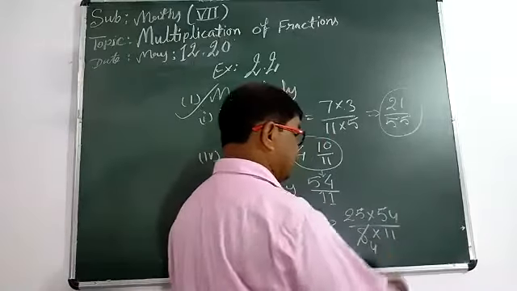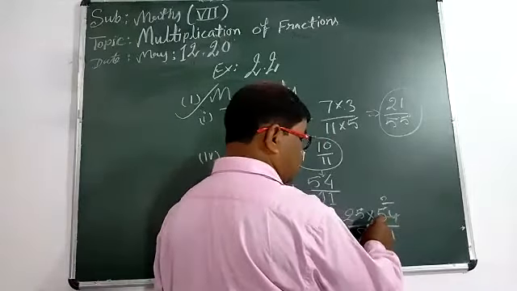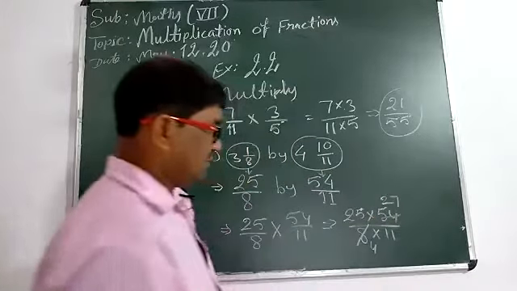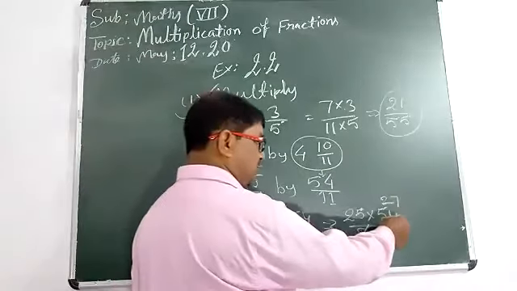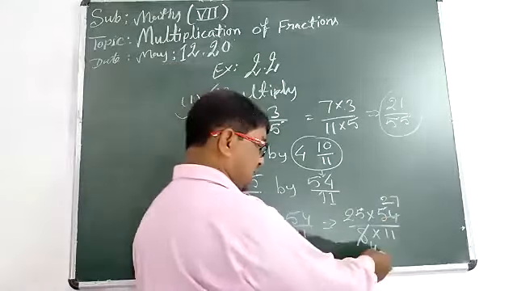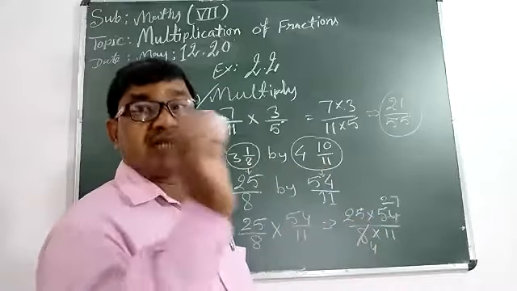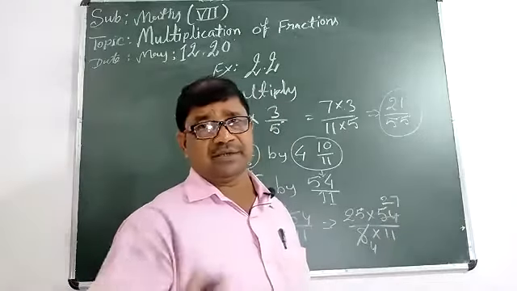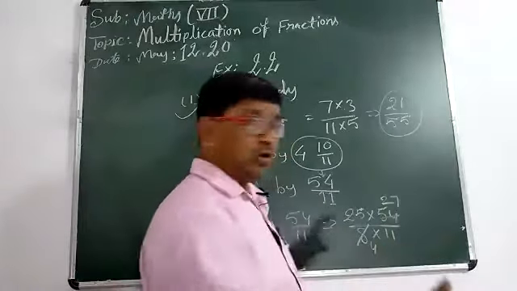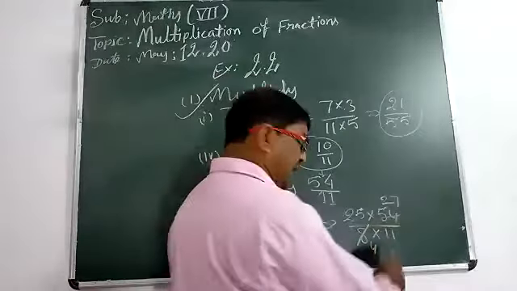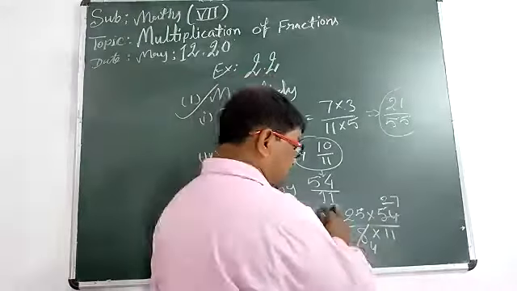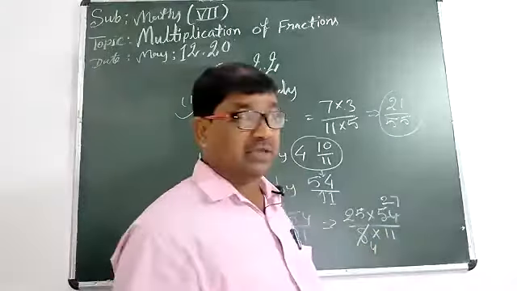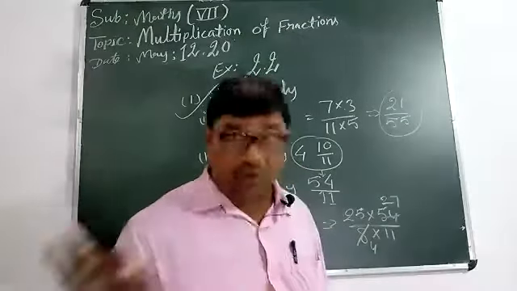2 4 is 8. 2 2 is 4. Okay, and 2 7 is 14. So 27 2 is 54, and 8 2 is 4, 2 is 8. Now in 27 and 4, no common divisor. In 27 and 11, no common divisor. In 25 11, no common divisor. In 25 4, no common divisor. Okay, it means no common divisor at all.